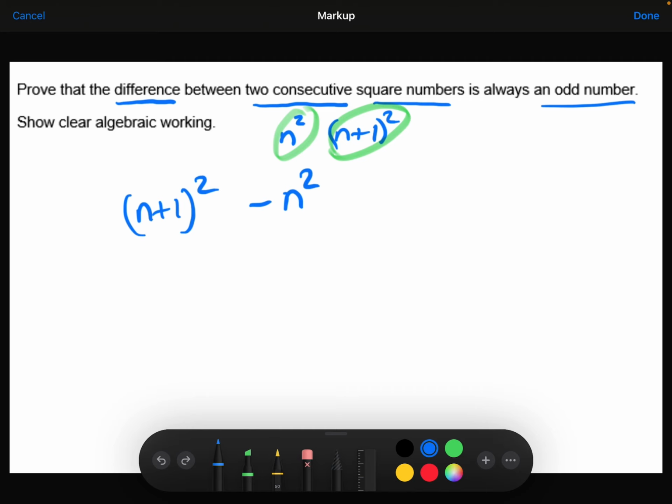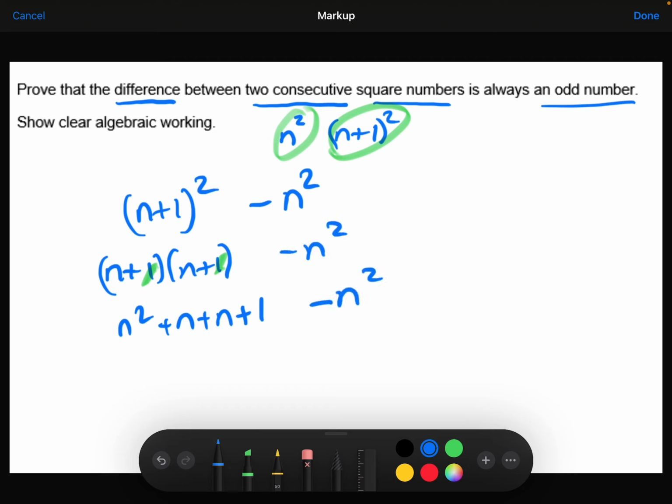Right, expanding these brackets out, the (n plus 1) squared is (n plus 1) times (n plus 1). n times n is n squared. n times 1 is n. 1 times n is n. And then 1 times 1 is 1. Not forgetting we need to subtract the n squared.